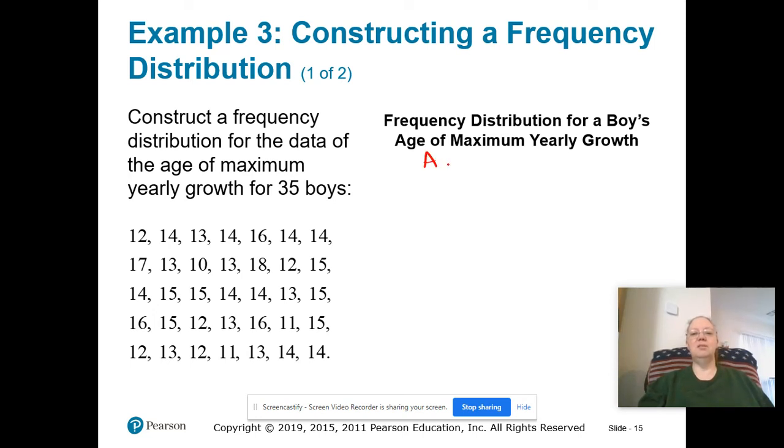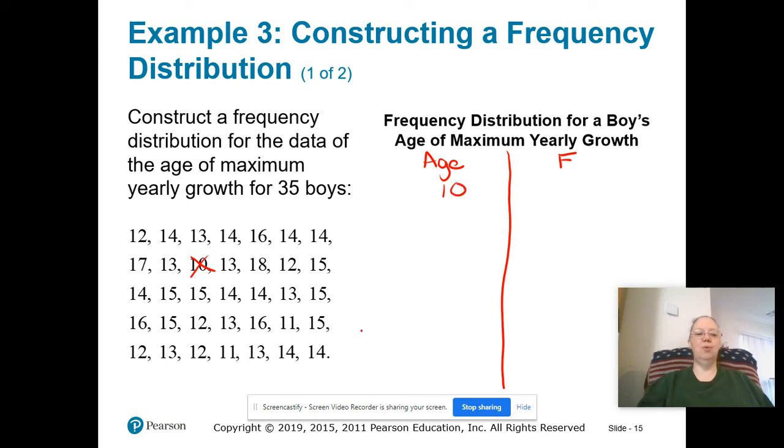what we're going to do is figure out the frequency of each of our ages. So we look through here and we figure out what is the youngest age. That is 10. 10 is the smallest number we have here. By the way, this is the age of maximum yearly growth for 35 different boys. So the smallest number we have is 10.